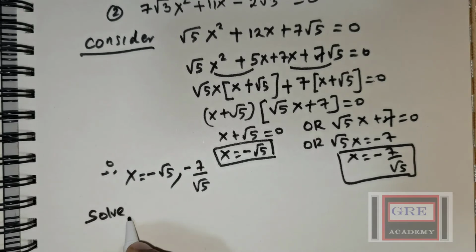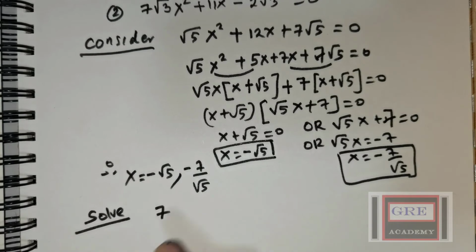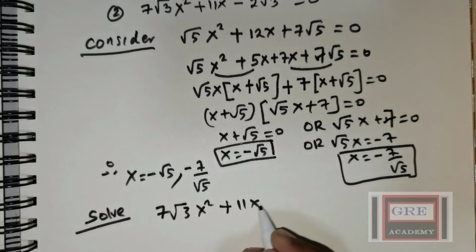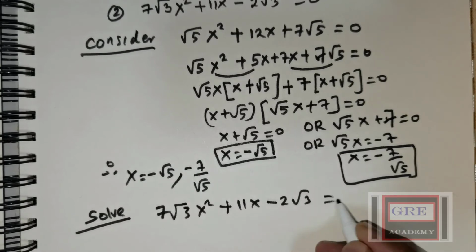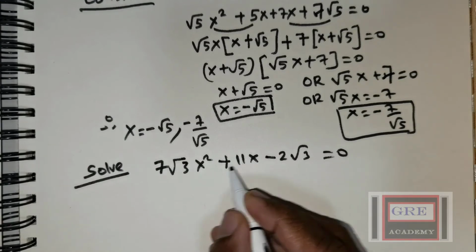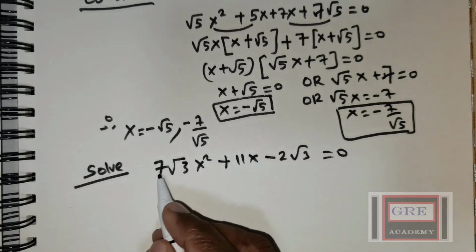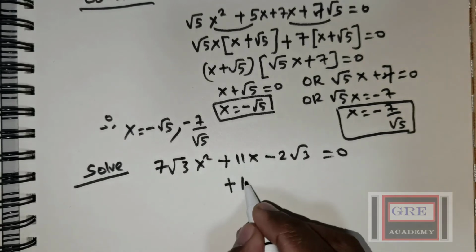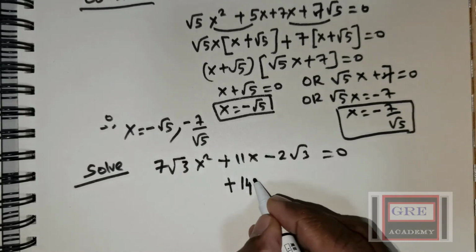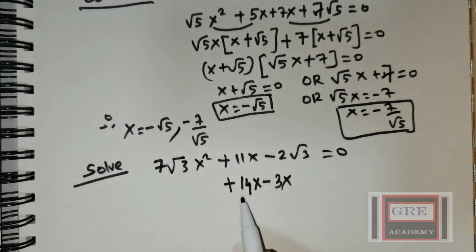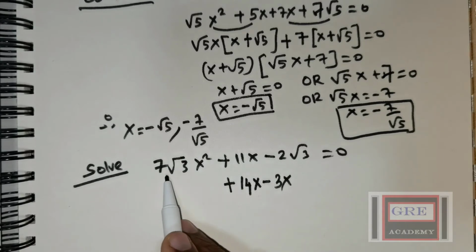So we are given question number 2 to be 7 times root 3 times x squared plus 11x minus 2 times root 3 is equal to 0. Now I'm going to split 11x in such a way that I can have 7 as a factor for that split. So the only possibility is to write 11x as 14x minus 3x. Now by doing so, I can club 14x with 7 and club 3x with root 3. So that is my idea.